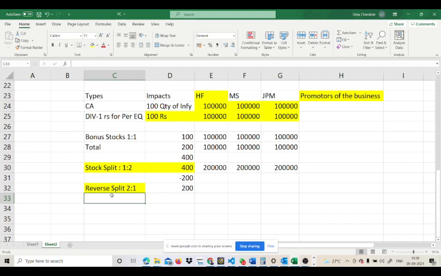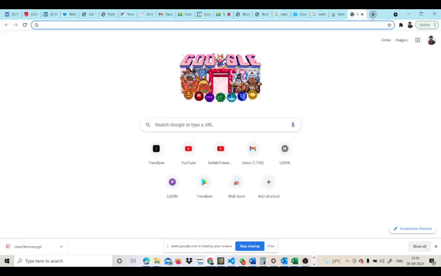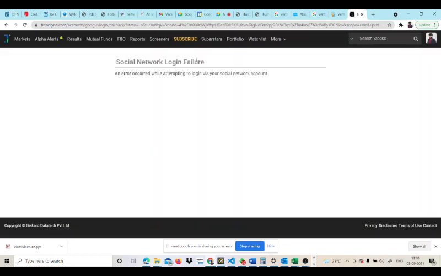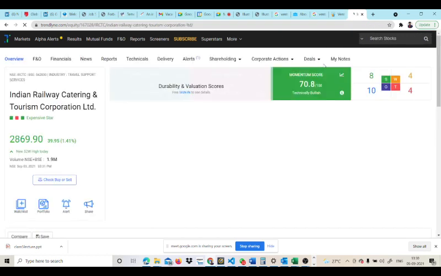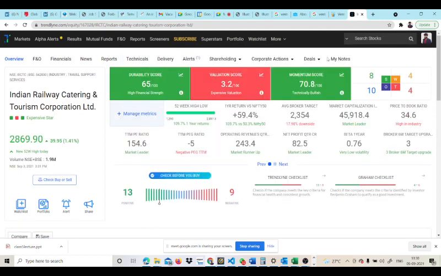You can see that information, and how you can see the stock information, on the stock exchange site. Even you can refer to the different sites that we have. So let's say, okay, I'll use this: IRCTC, Indian Railway Catering, valuation expensive. See this bonus issue split and all.